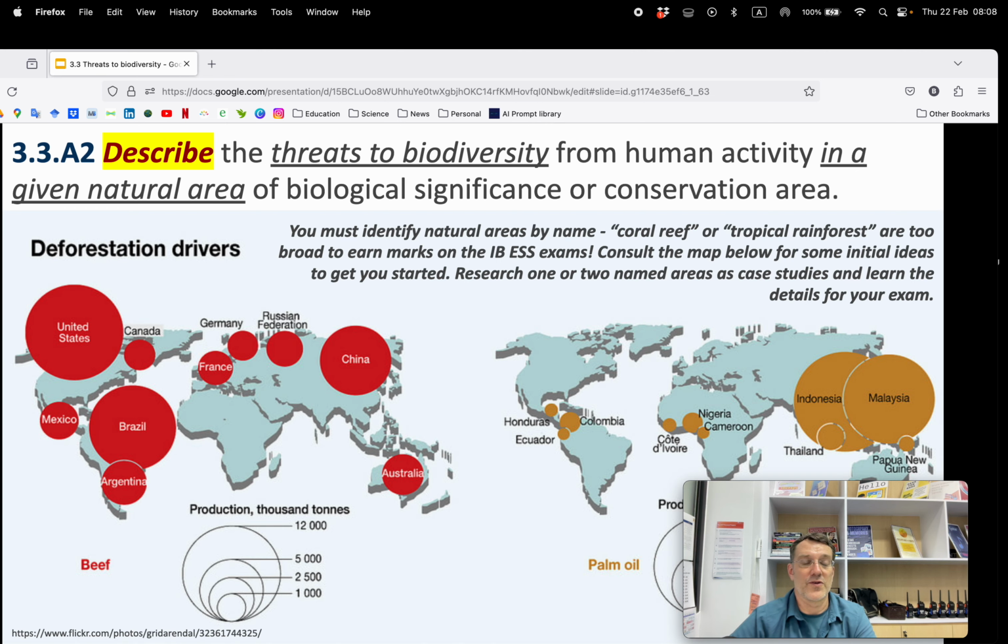Then, of course, you need to describe threats to biodiversity from human activities in a given natural area. So you might want to discuss the Congo rainforest basin or the Amazon rainforest, or you could discuss the Great Barrier Reef in Australia. The named natural area does not matter as long as you can describe what the threats are to biodiversity in that area.